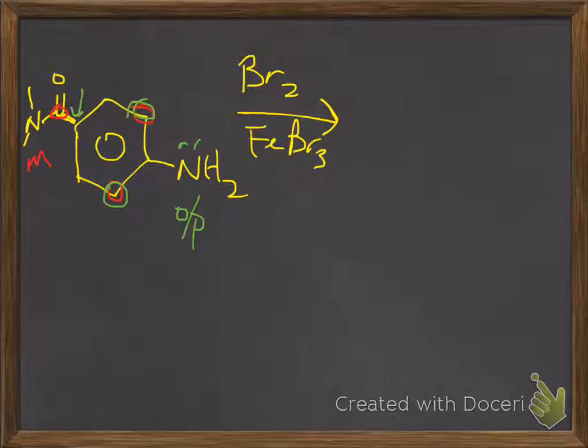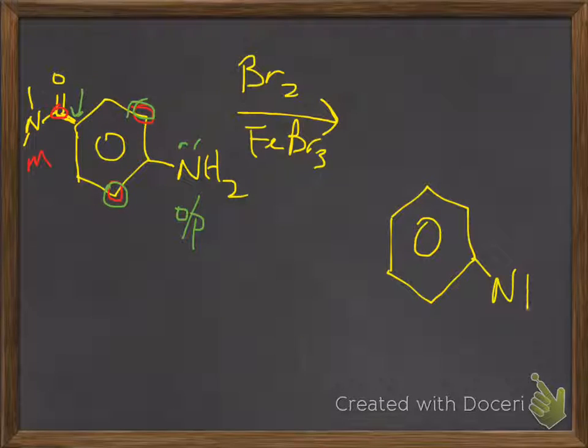So, assuming that we just have a monohalogenation event, this is what the major final product would be. Whoops, my circle got off. So we still have an amino group. We still have the amide. But now we have a bromine. And it doesn't really matter which of the O positions, because it's the same compound regardless. But there would be the bromine.